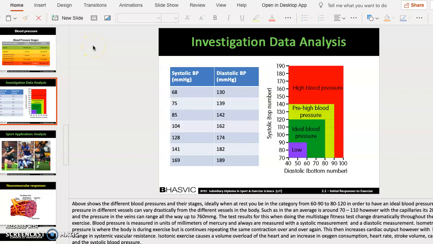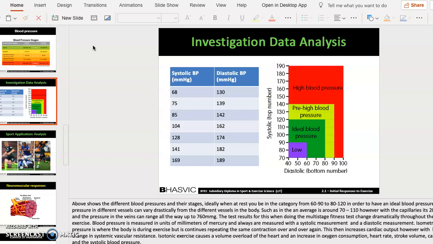Blood pressure can vary drastically between different vessels in the body. An average is around 70 to 120 in the heart. However, in the capillaries, it can be from 20 to 30 millimeters of mercury, and the pressure can range all the way up to 760 millimeters of mercury in the veins.